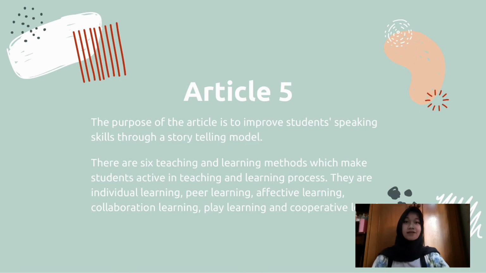Well, the next is Article 5. The purpose of the article is to improve student speaking skills through the storytelling model. There are 6 teaching and learning methods which make students active in the teaching and learning process. They are individual learning, pair learning, affective learning, collaboration learning, play learning, and cooperative learning. The author applies this model to improve students' speaking skills because with the storytelling learning model, students can express their ideas or talk in the classroom.